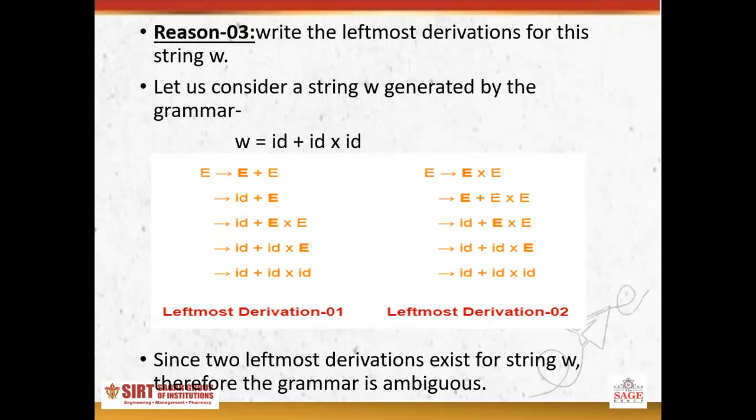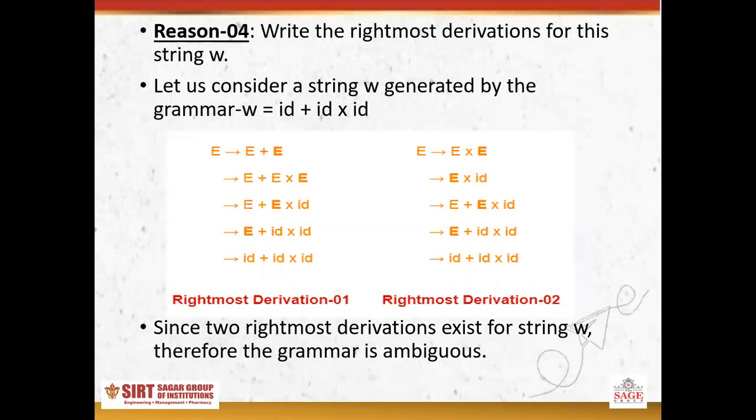Reason number 1: there is more than one parse tree. Reason number 2: there is more than one syntax tree. Reason number 3: when deriving from the leftmost derivation, the string has two leftmost derivations, or we have two rightmost derivations, then the grammar is ambiguous.